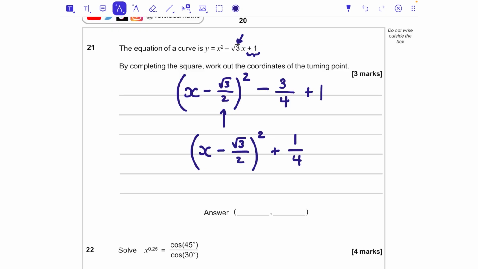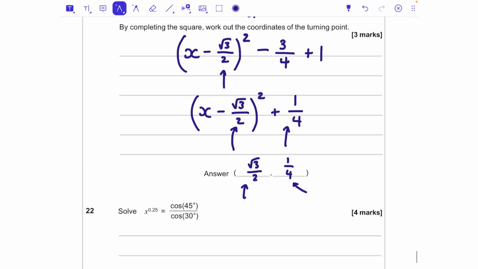So the turning point is this value here. Well, what value of x would make that bracket equal 0, which is root 3 over 2, and then this value here, which is 1/4. So it's whatever makes your bracket equal 0, that's going to be your x coordinate, and then just the number afterwards, that's going to be your y coordinate.